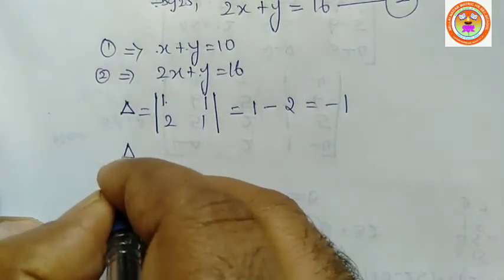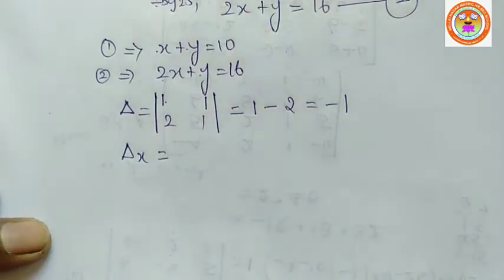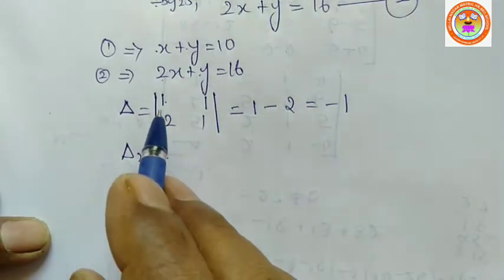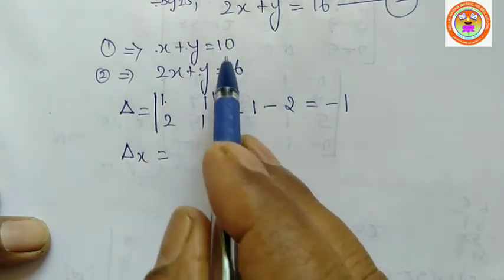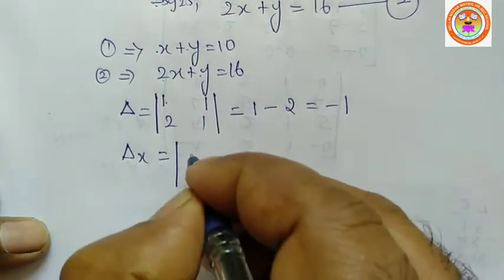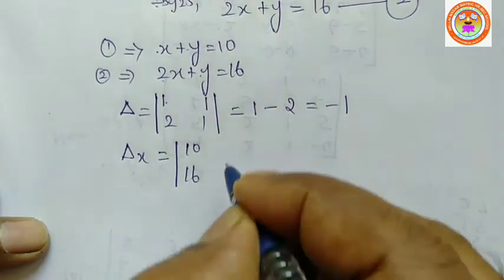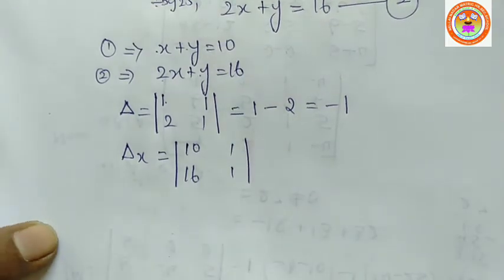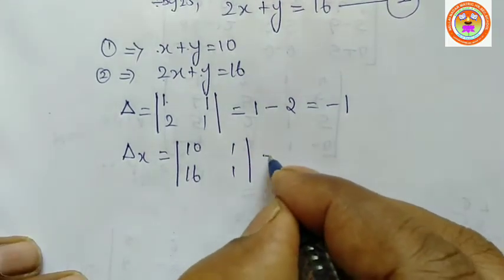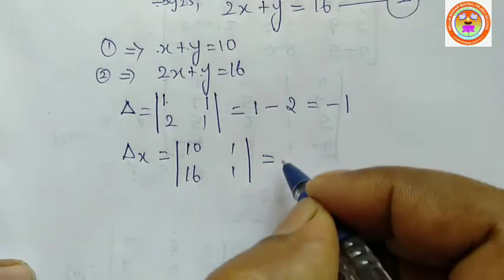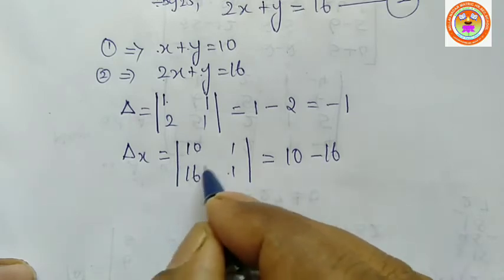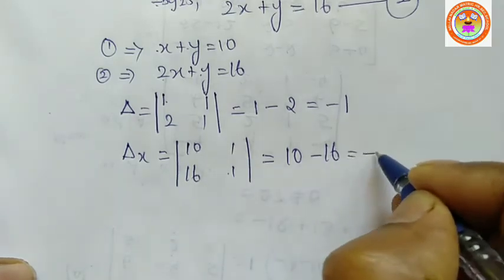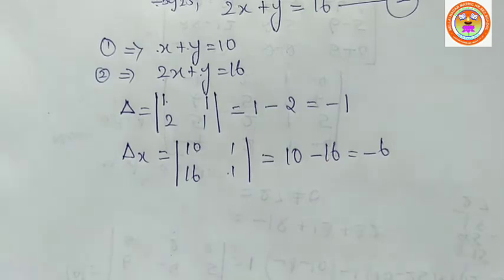Now delta x. What is delta x? Delta x is obtained from delta by replacing the first column elements by the constant terms. That means 10, 16, 1, 1. When we expand this determinant, we get 10 into 1 minus 16 into 1. That is minus 6.